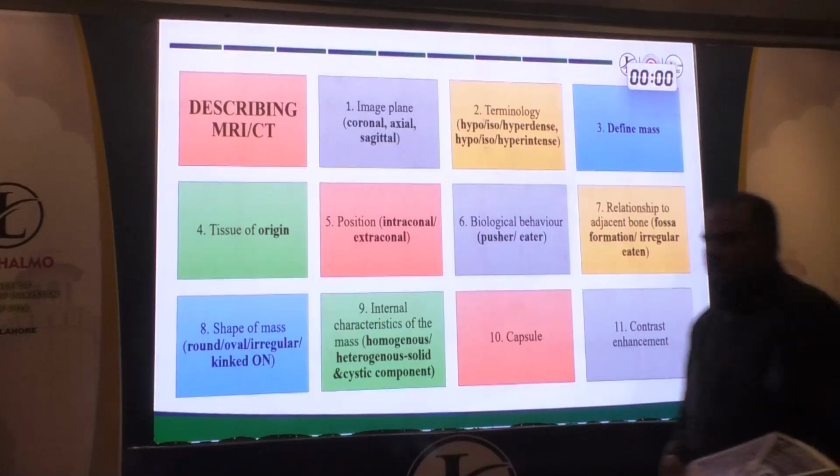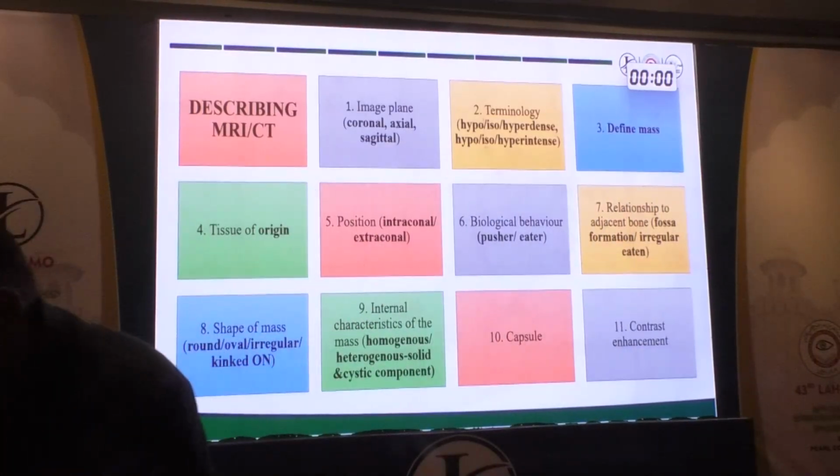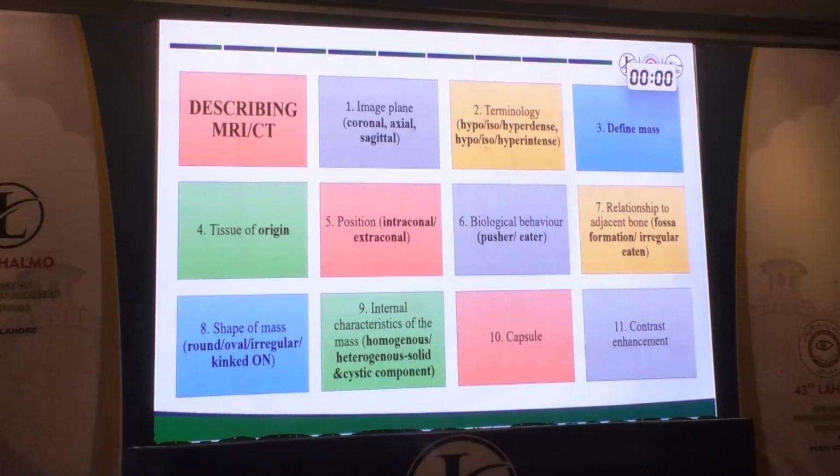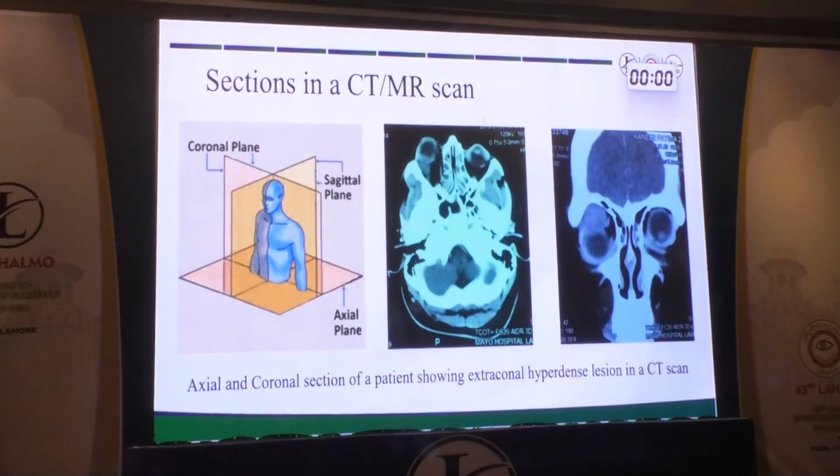Shape of the mass: round, oval, irregular, kinked optic nerve, and so on. Internal characteristics of the mass: homogeneous, heterogeneous, solid, cystic. Then comment about the capsule and finally contrast enhancement.